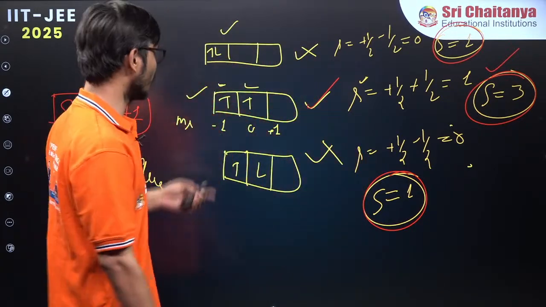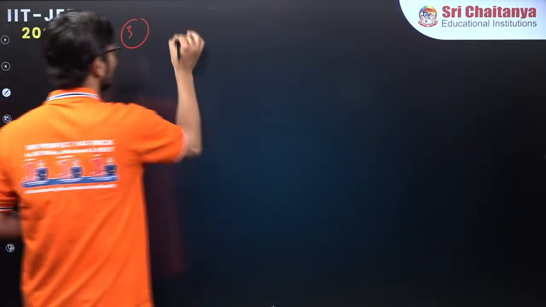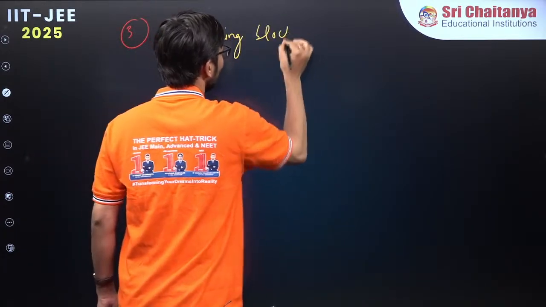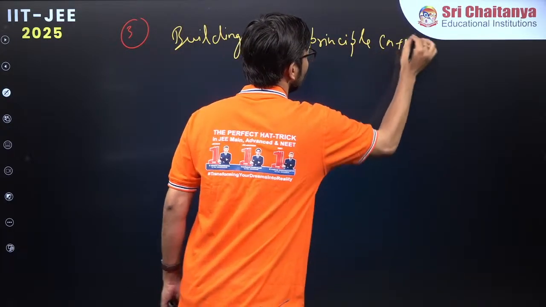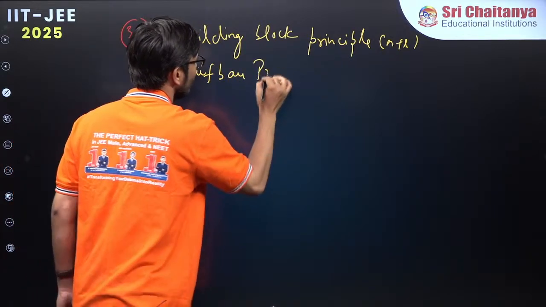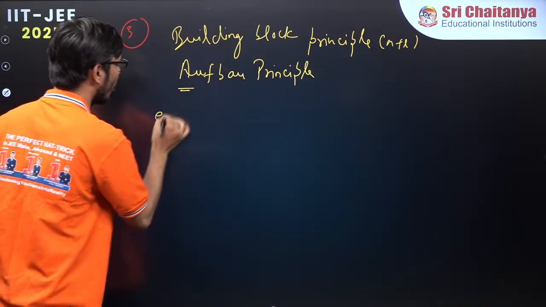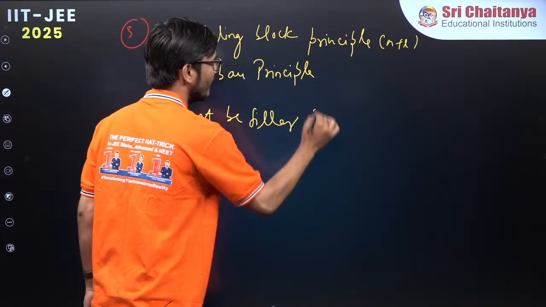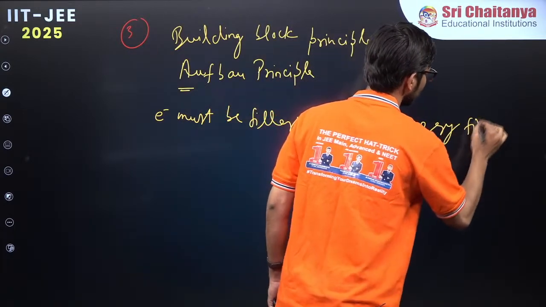Now, once we have understood Hund's rule, we want to understand the third rule, which is called the building block principle, which is nothing but the n plus l rule. This is also called the Aufbau principle. According to the Aufbau principle, electrons must be filled in lower energy first. This is called building block.